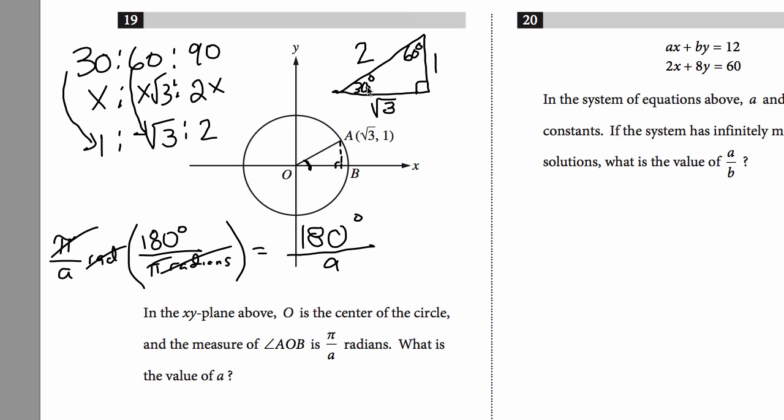should equal 30 degrees. Well, 180 divided by what gives you 30? And the answer is 6. So A equals 6. So we're just trying to get a number to show that this was a 30, 60, 90, or that was 30 degrees. If you got a better way of doing it, email it to me or post it. I don't care. We're here to help everybody out.